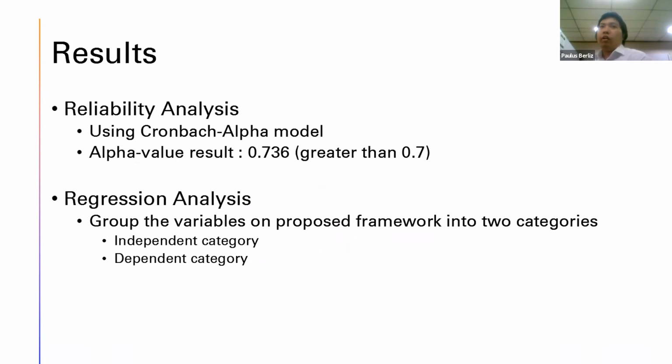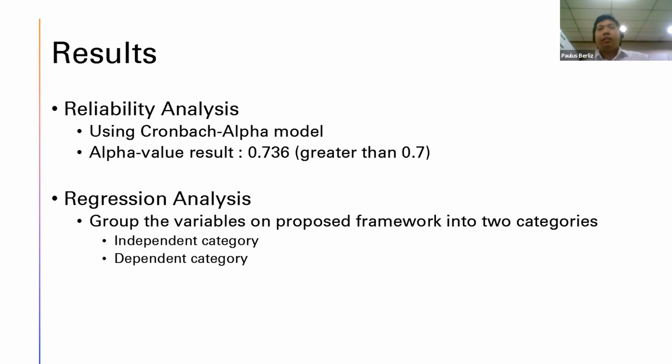Now, for the results, we are doing 2 kinds of analysis. The first one is reliability analysis. This is needed since we need to make sure that the answers to the questionnaire that we have given to the students are reliable and also useful for our research. So we do our reliability analysis using the Cronbach's alpha model, and we found that the result is around 0.736, which is greater than 0.7. The 0.7 parameter means that the questionnaire given is reliable, and we can use it for the next step.